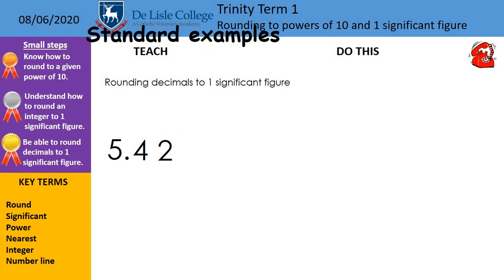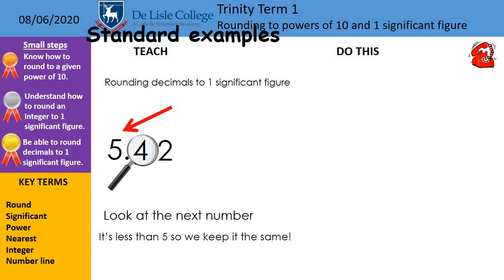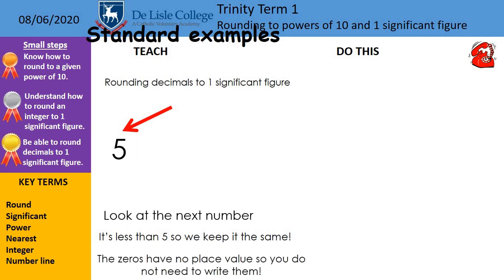Right, next thing, so on to our goal criteria. There's lots of work involved in our goal criteria. So rounding decimals to one significant figure. So the 5 is our first significant figure. That's what might change. So we'll look at the next number and the 4 might change it. Rules of rounding don't change. It's less than 5, so we keep it the same. And then it becomes 0.00. But when you've got numbers or just zeros after a decimal point, do you need them? We don't need to write them because they hold no place value on their own. So you can just write 5.